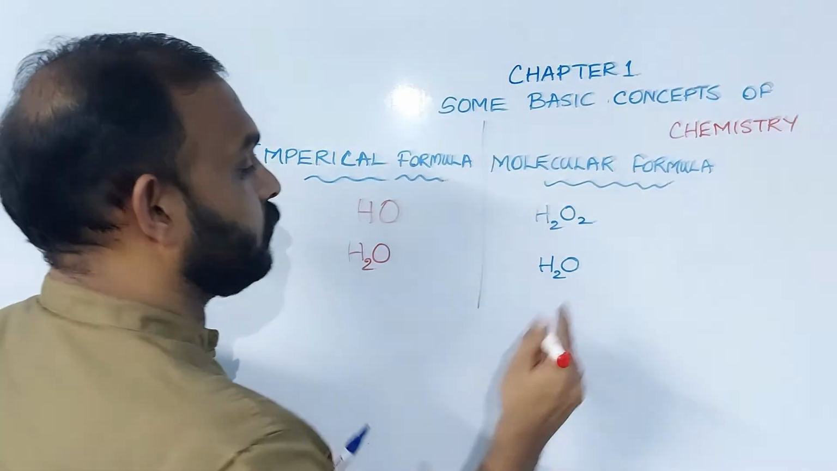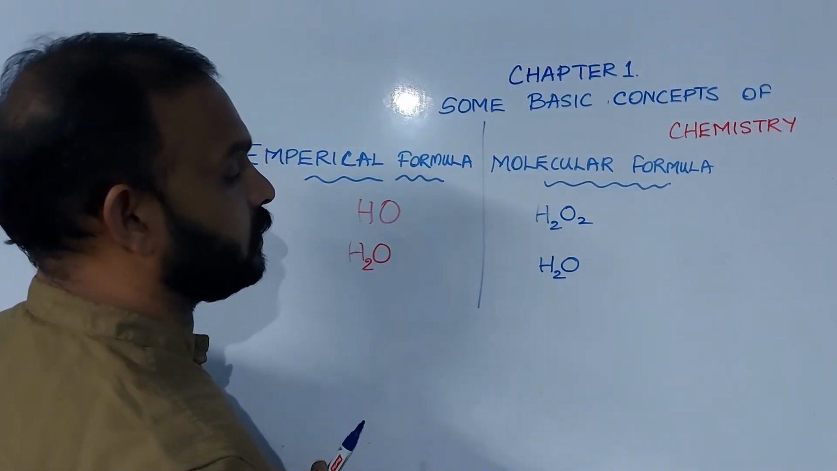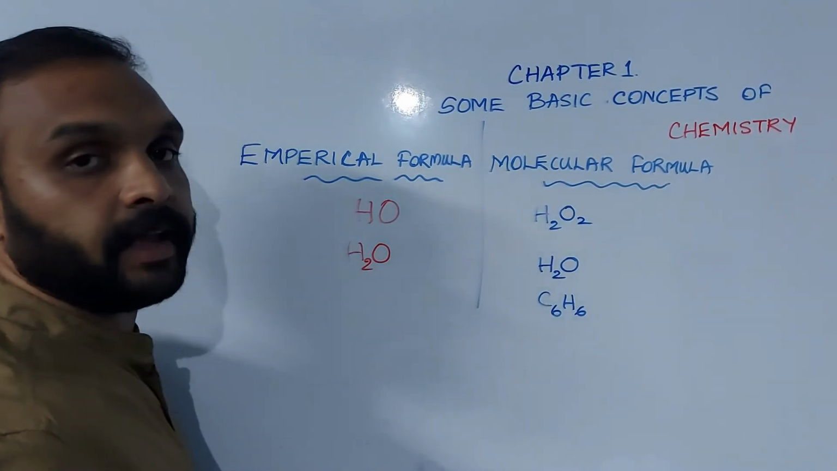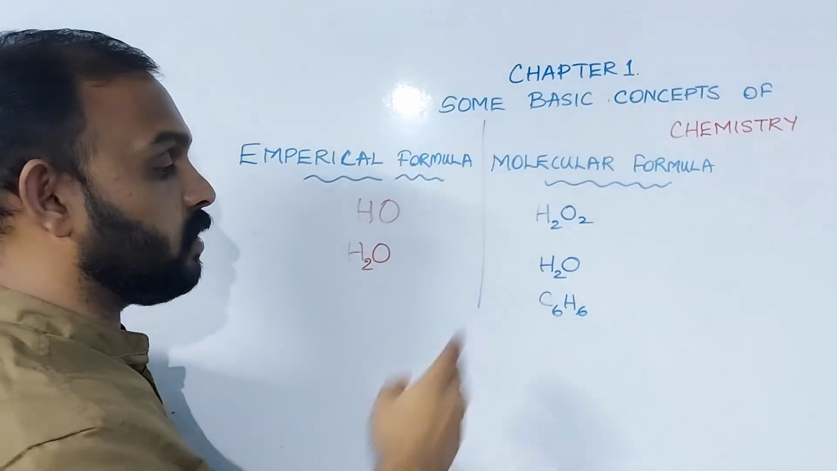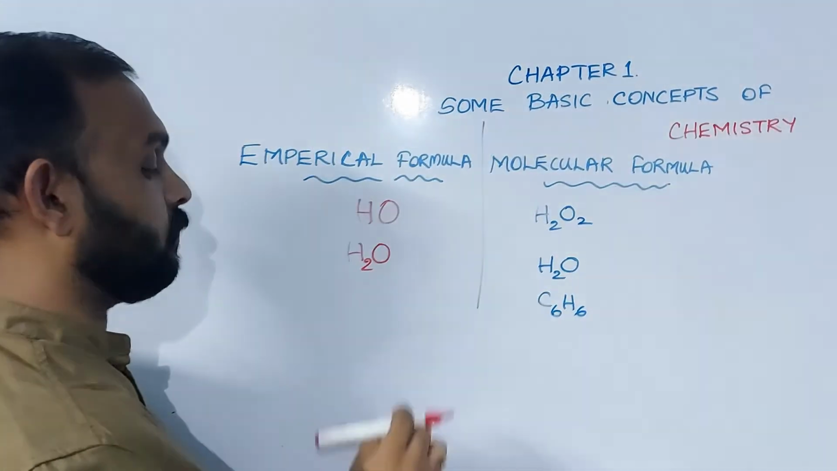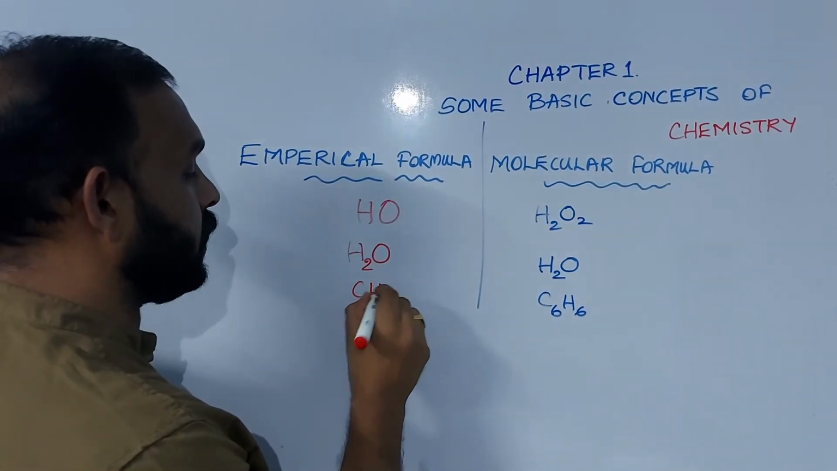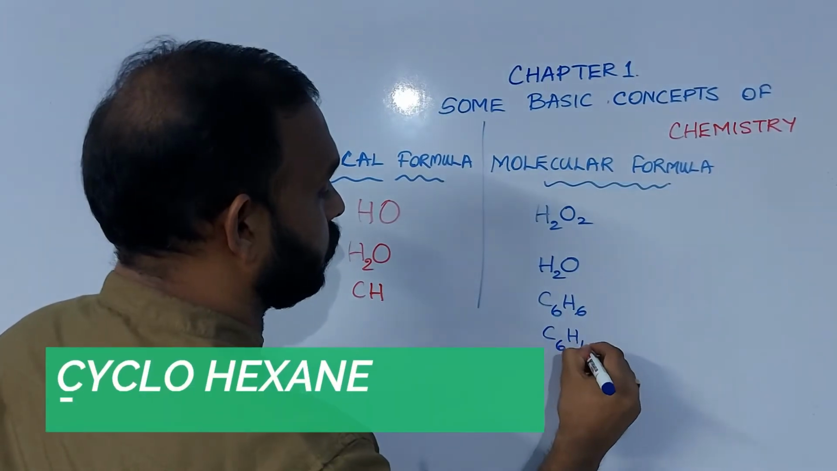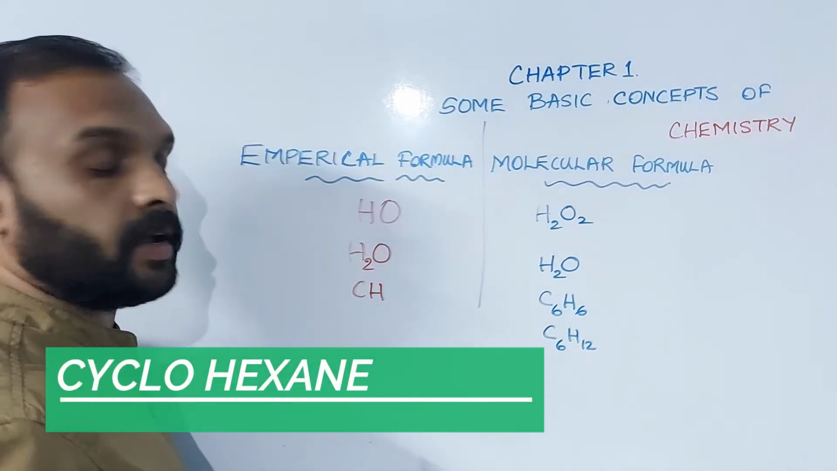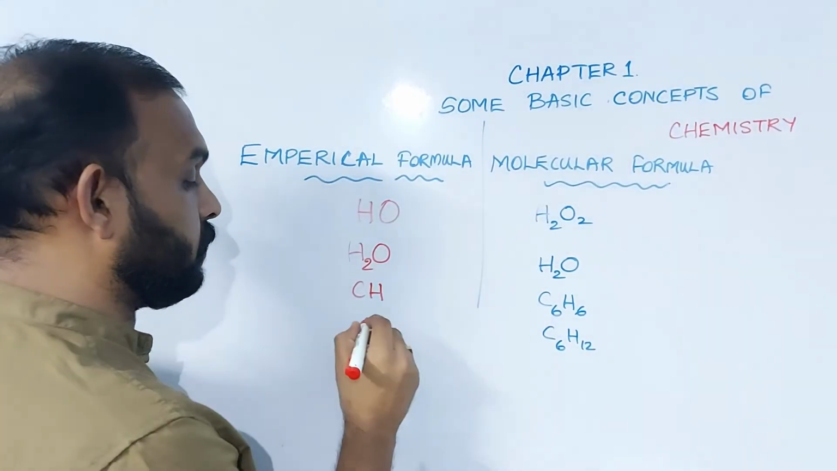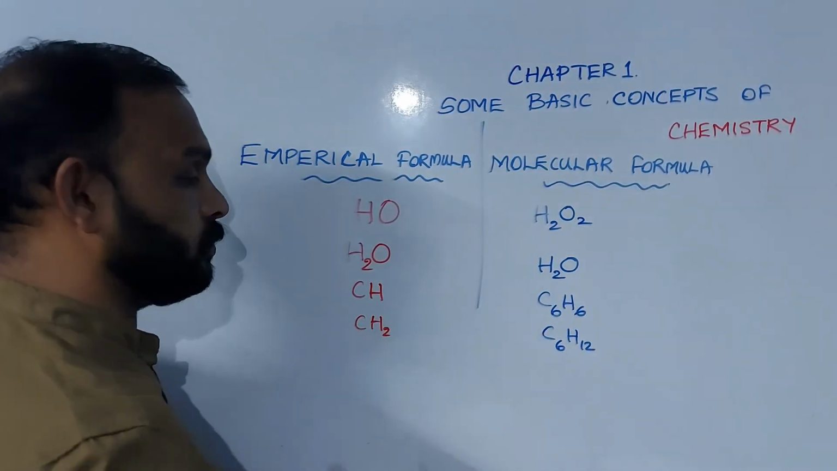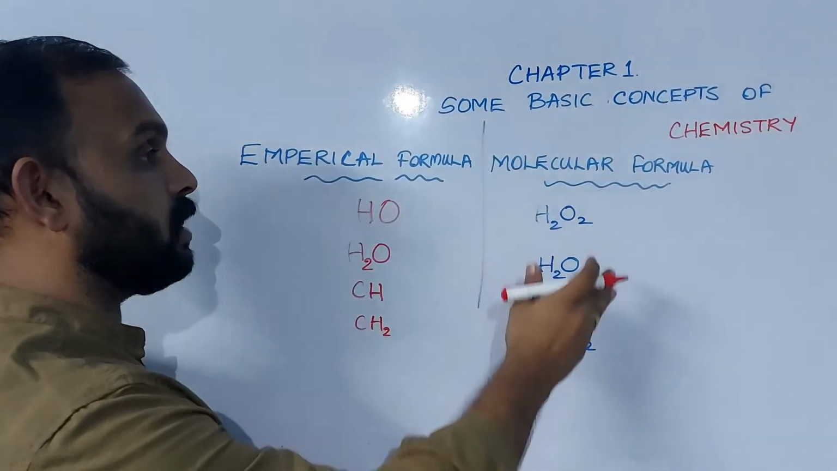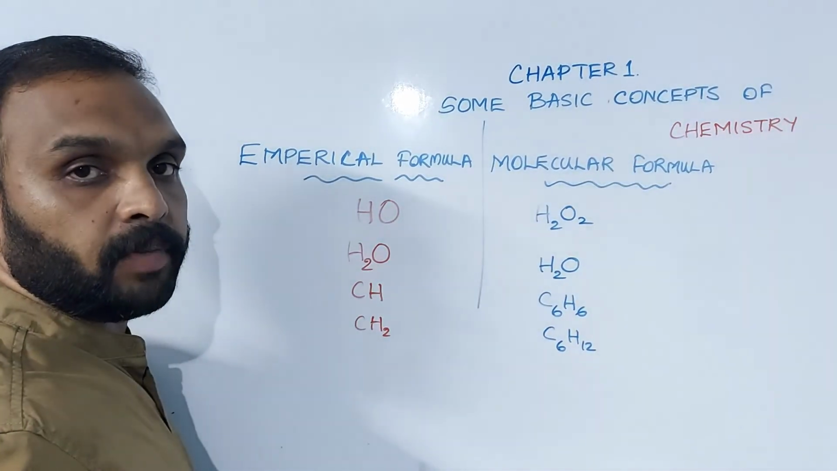One more. C6H6. What is C6H6? It is benzene. Is it? C6H6 is benzene. So now what is its corresponding empirical formula? It will become CH. Another example. C6H12, hexene. Its corresponding empirical formula will become CH2. Is it clear, my dear students? What is the difference between empirical formula and molecular formula?